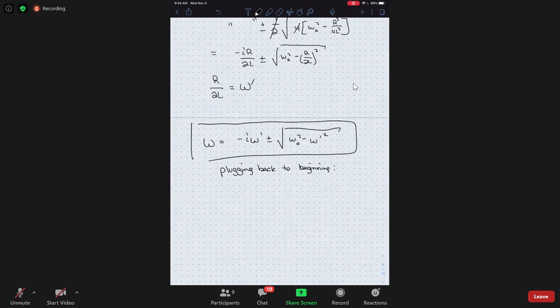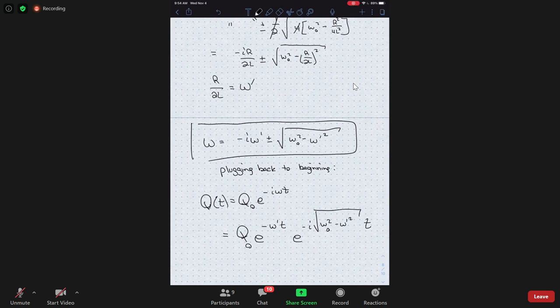So plugging it back into the beginning, we see that Q of t is Q naught e to the minus i omega t. But we know what omega is, so now we can figure this out. This is Q naught e to the minus. Let's plug in the first term: minus i, and this first term gives me minus omega prime t. And then this other term is e to the minus i square root of omega naught squared minus omega prime squared t.